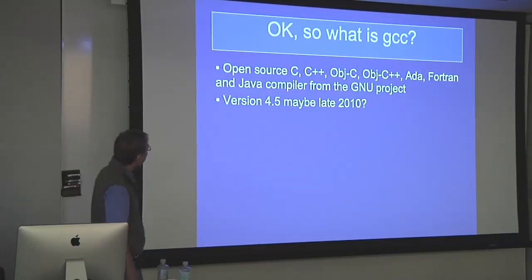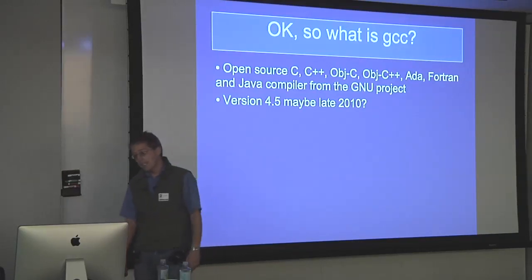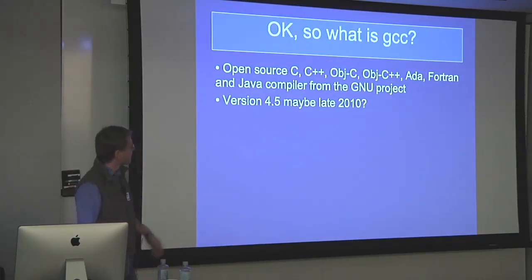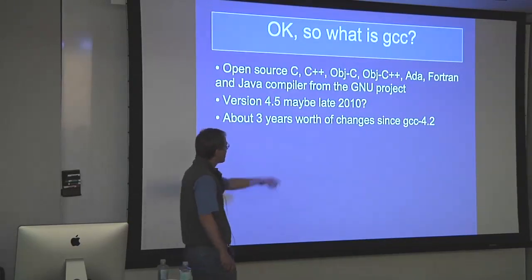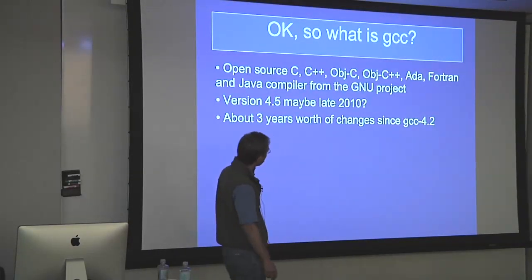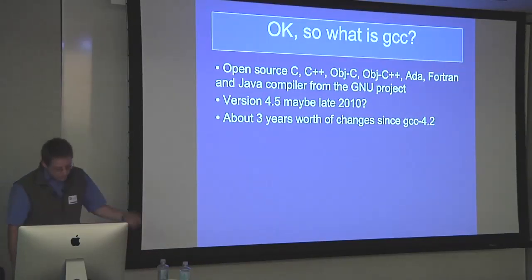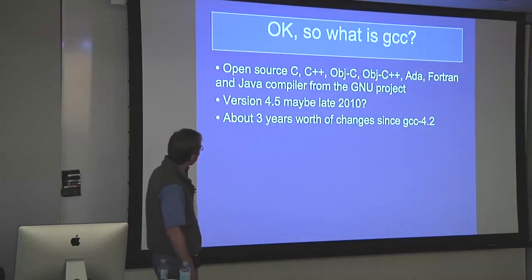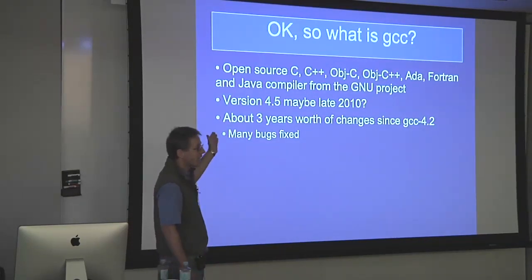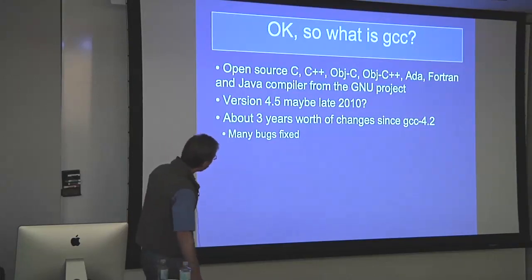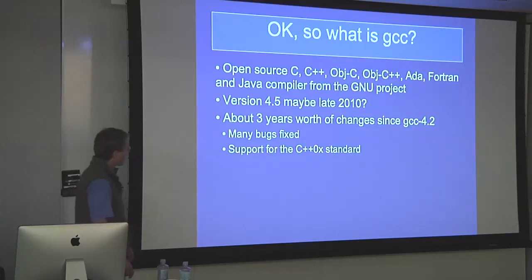Also Java and Objective-C, Objective-C++. Okay. And currently version 4.5 is being worked on. It will probably be released at the end of next year. That's just an estimate. And compared to GCC 4.2, which is what LLVM-gcc is based on, it's had about 3 years' worth of development. And during those 3 years, there have been a lot of user-visible changes. Of course, I shouldn't forget that they fixed a lot of bugs. Okay, they probably introduced some too, but there's a lot of annoyances that have been fixed.